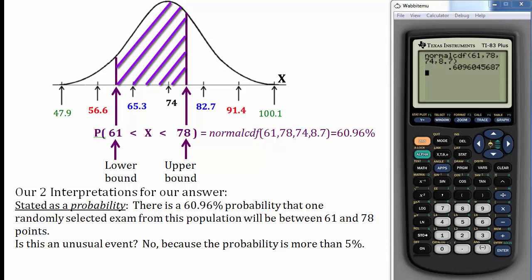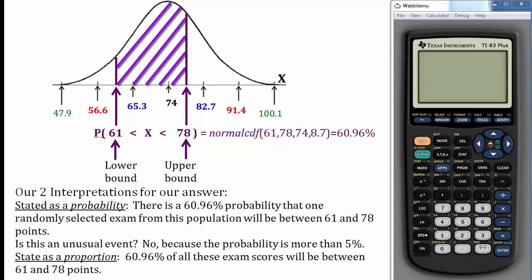Now, stated as a proportion: 60.96% of all these exam scores will be between 61 and 78 points. Okay, and here's another thing that would be helpful for you to reflect upon. The big picture says, look, they gave me the interval. You notice those numbers are always inside the parentheses here. 61 and 78 are points on the number line. And I was able to find this area under the curve using normal CDF. Normal CDF gives me an area under the curve, and the area under the curve is a probability and it's a proportion.